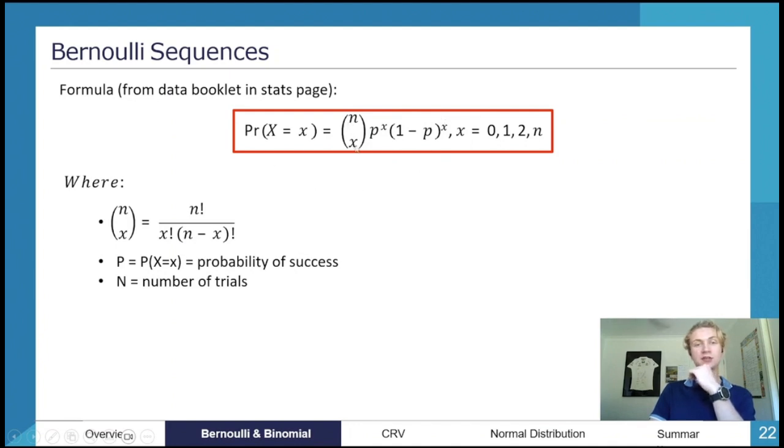And this here is called a combinatorics. I'm going to show you that. Don't worry. And this formula just allows us to work out what the probability of actually getting that number of sixes would be. That's for your Bernoulli sequences.